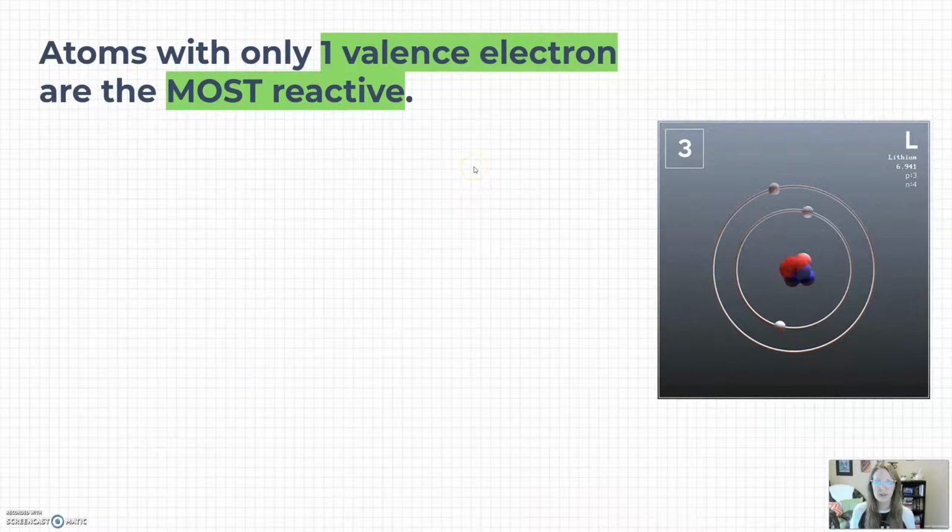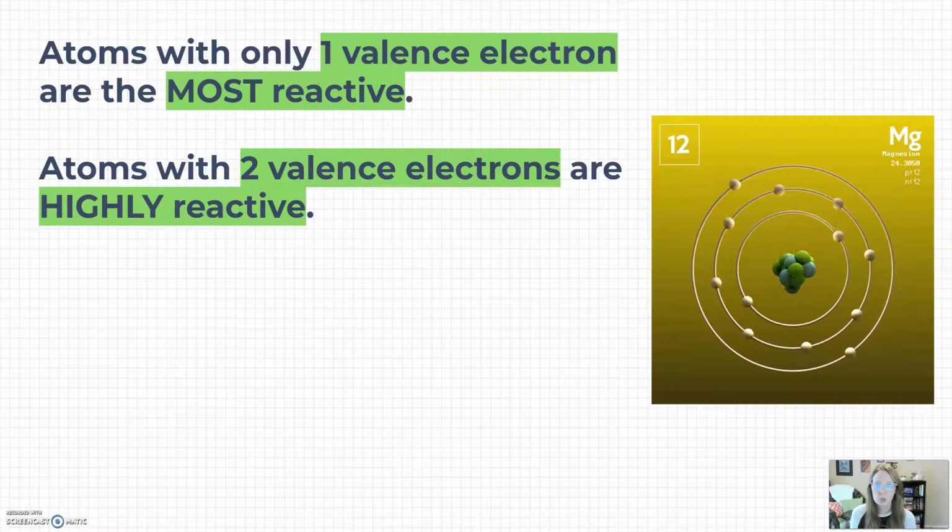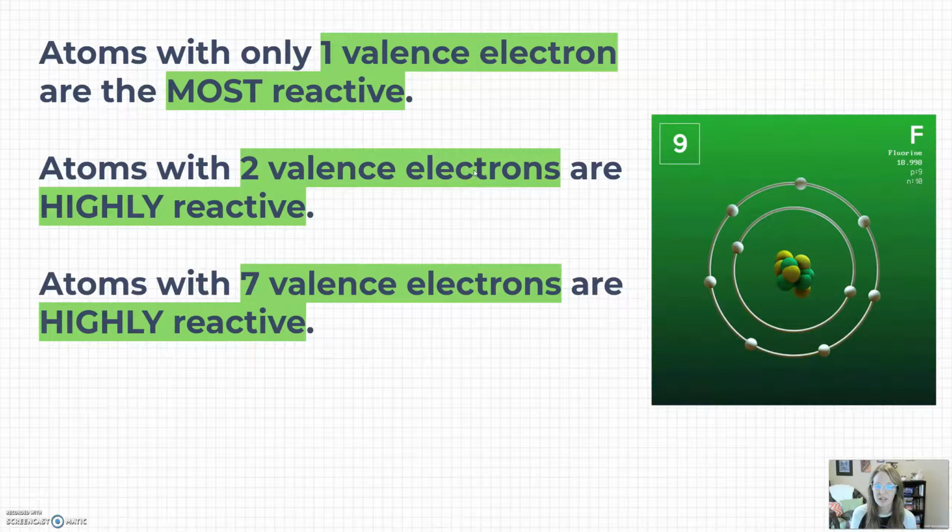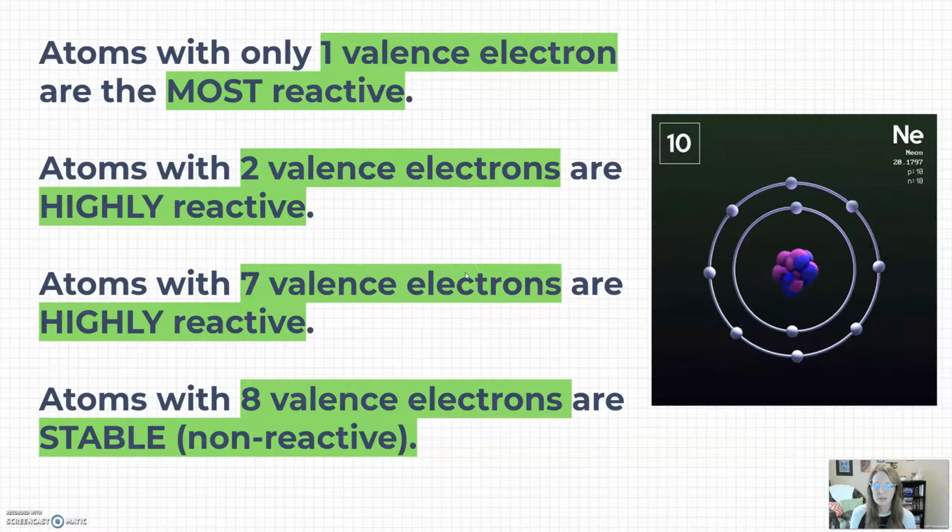Atoms with only one valence electron are considered to be the most reactive. These are all the elements in group 1. Atoms with two valence electrons are considered to be highly reactive. They're not as reactive as group 1. Atoms with 7 valence electrons are considered to be highly reactive. Atoms with 8 valence electrons are considered to be stable, non-reactive, or inert.